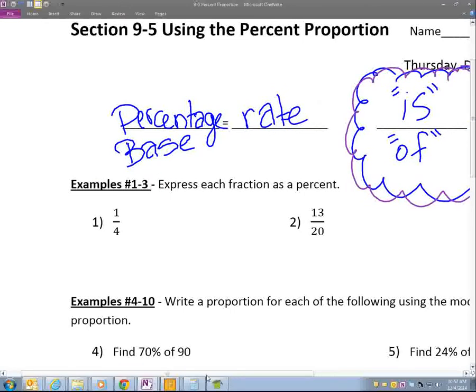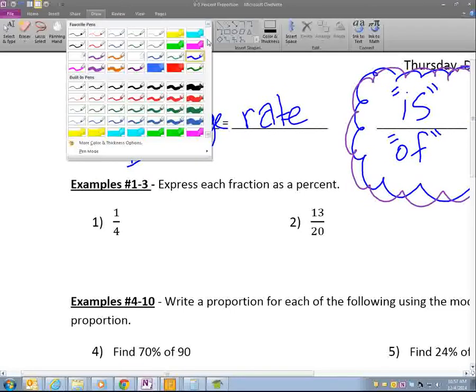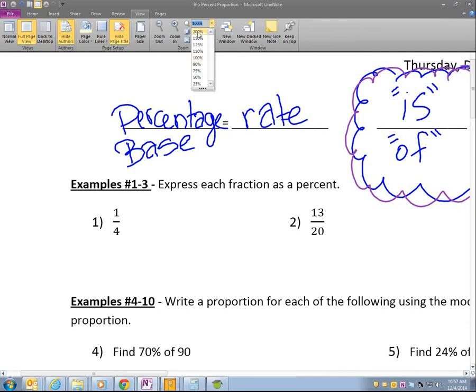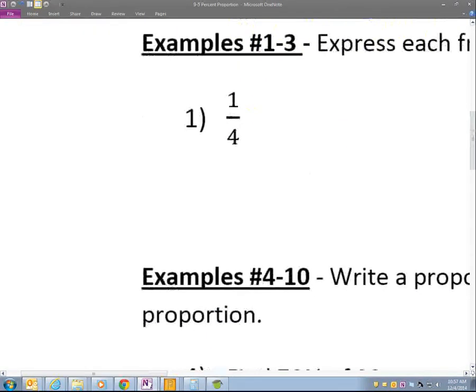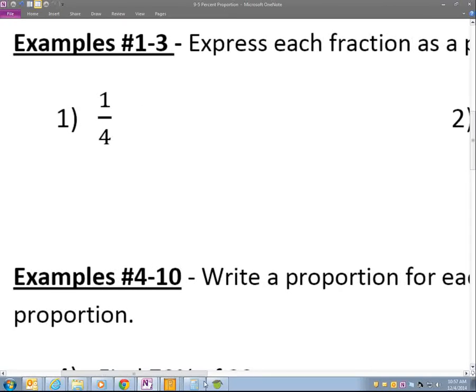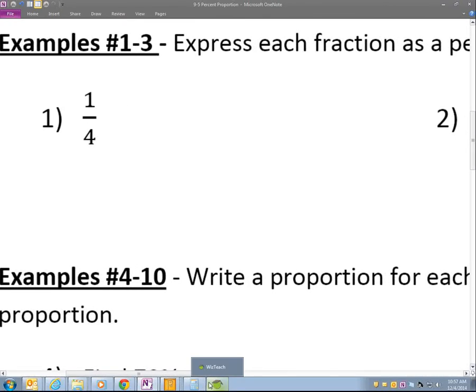So we have examples 1 through 3. I really want you guys to put emphasis on that because that's going to be huge. Okay? Now, whenever we see a fraction, it says here, express each fraction as a percent. Some of these you might be able to know right off the bat. In fact, this first one, you all had better know exactly what that percentage is because you've had sixth grade math before.